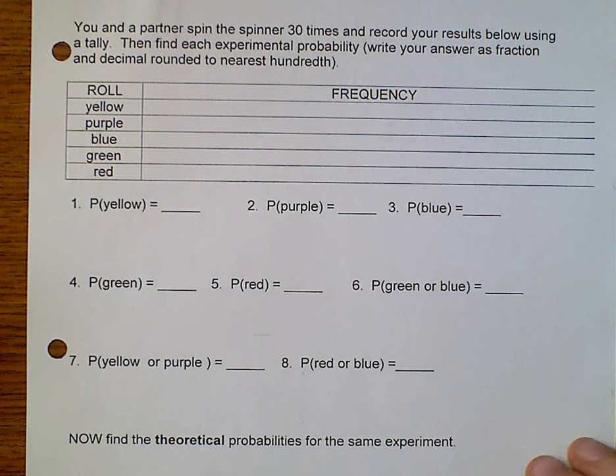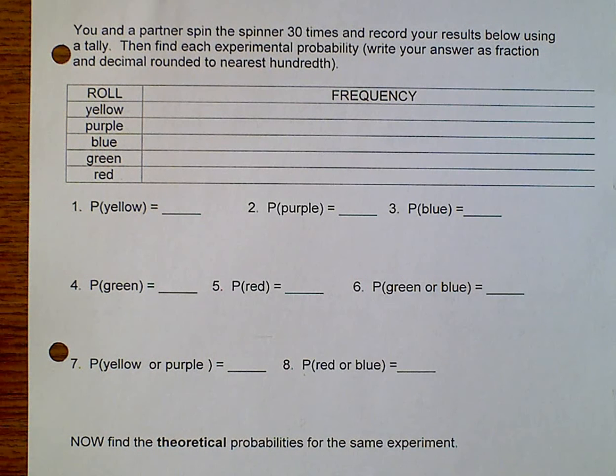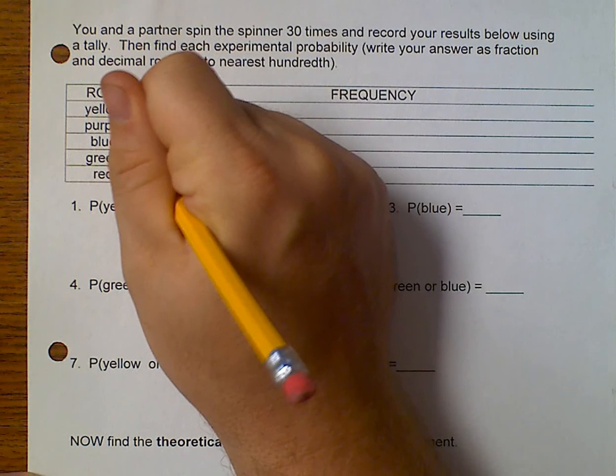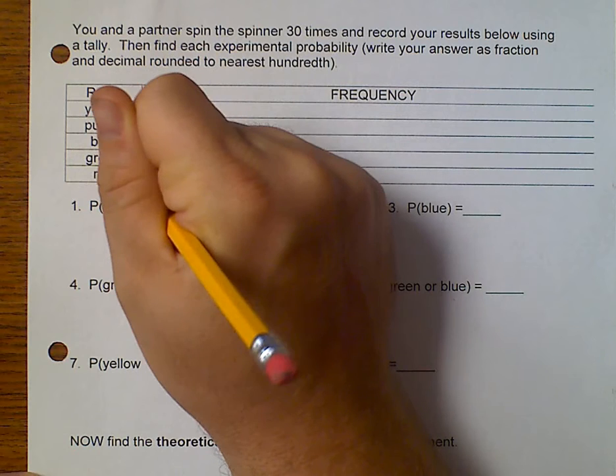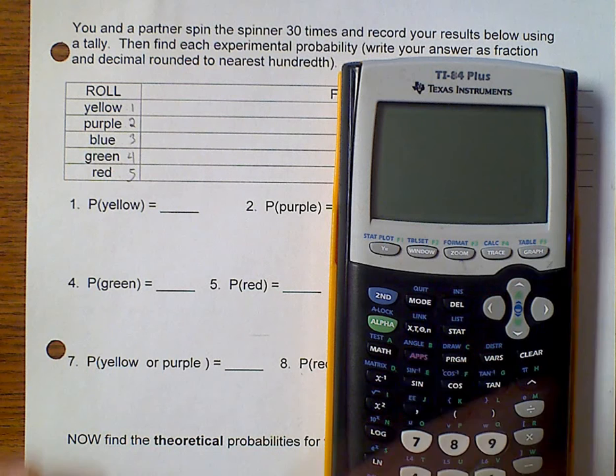And so now here, you and a partner are spinning a spinner 30 times and recording your results on a tally. And we want to find the experimental probability. 1, 2, 3, 4, 5. There's 5 different options. I'm actually going to do this a little bit differently. I'm going to assign these numbers 1, 2, 3, 4, and 5. And I'm going to use a function of the calculator to do this randomly for me.